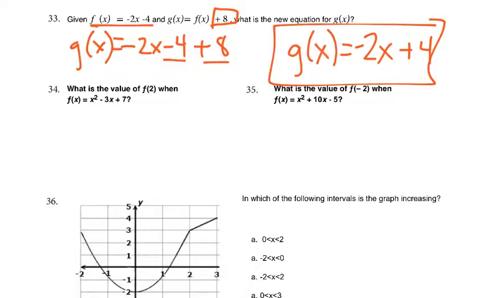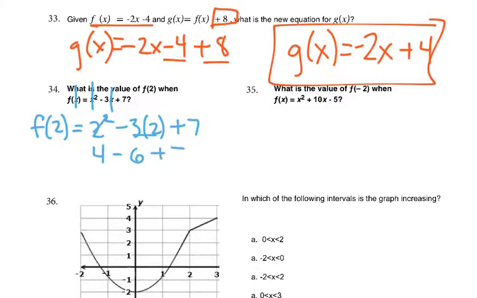35 and 34, we're plugging in information. That's what the f of 2 or the f of negative 2 mean. Now, these are squared, and it has two x's, but whenever you're dealing with functions, anytime you put an input in there for x, every place there's an x, you replace it with the number you inputted. And then we simply solve. So 2 squared, that's 2 times 2, that's 4. 3 times 2 is 6, plus 7. 4 minus 6 is negative 2, plus 7 is a positive 5. So f of 2 equals a positive 5.